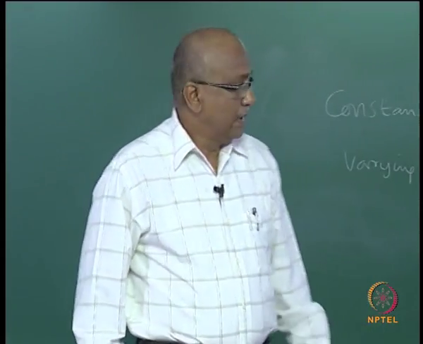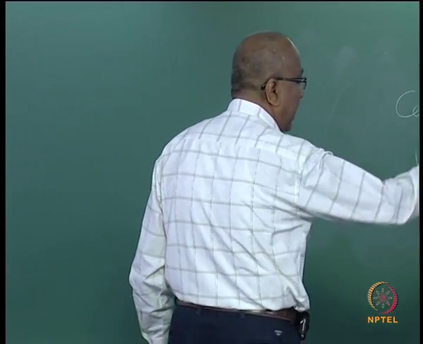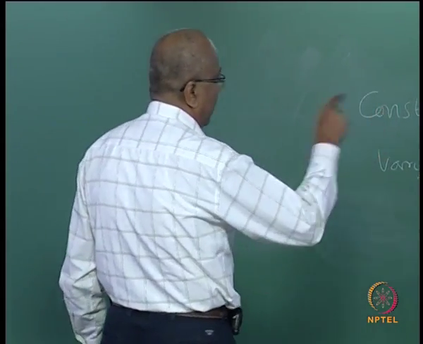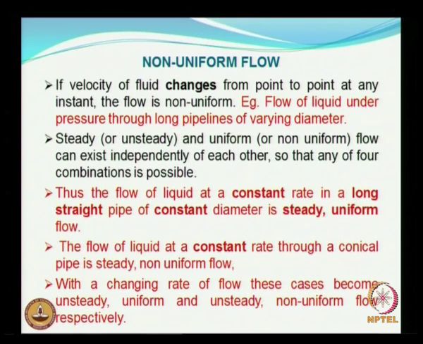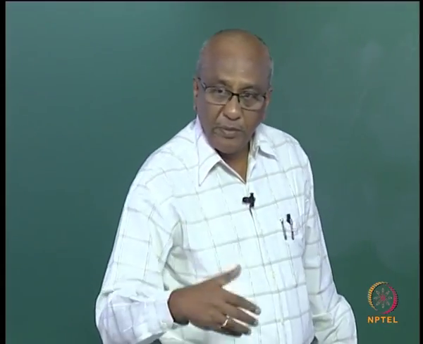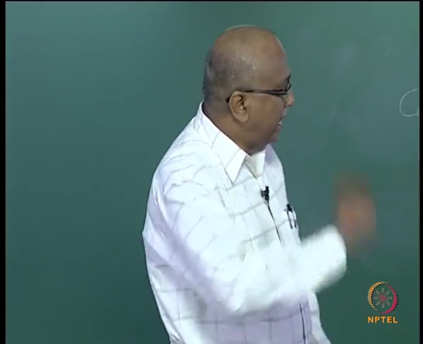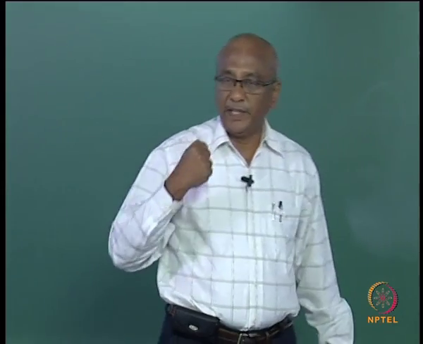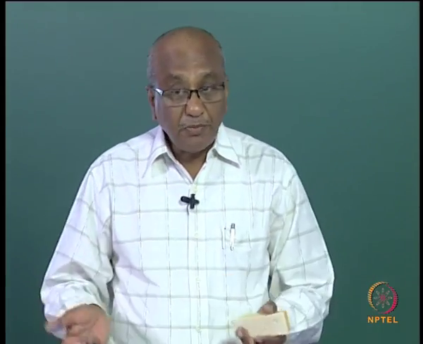Is that clear? Then the flow of liquid, whatever I have highlighted, that is very important. The flow of a liquid at a constant rate through a conical pipe is steady because the rate is constant, but the shape of the pipe is different. So the shape of the pipe dictates whether the flow is uniform or non-uniform, and the rate at which it is pumped controls whether the flow is steady or unsteady. So you have control of the types of flow you want to generate.